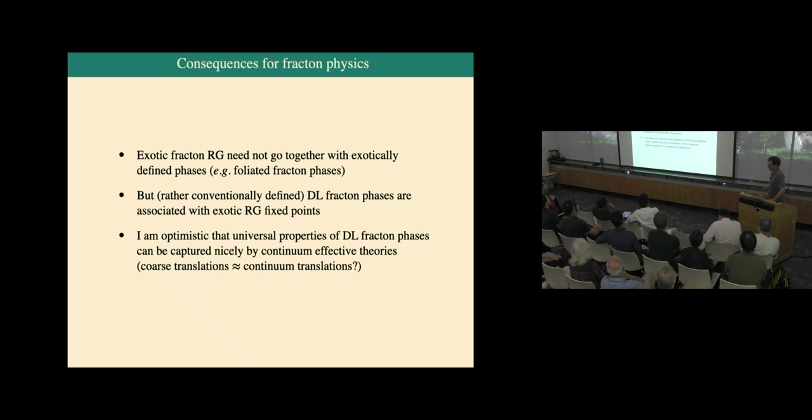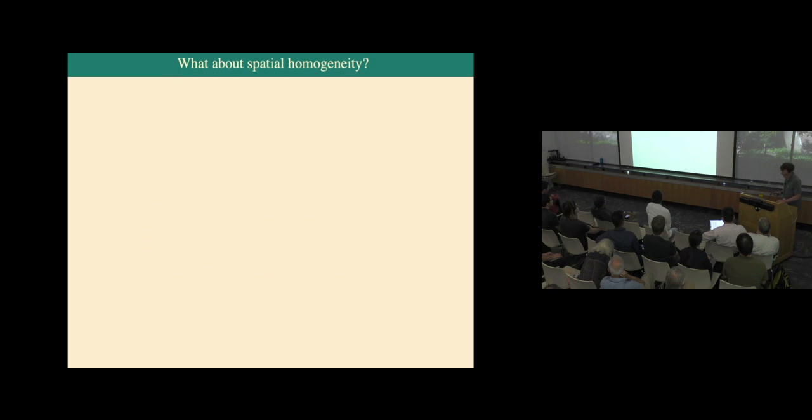Okay. One thing I would say is that this has actually made me a lot more optimistic about the role of continuum field theories as effective theories for fractons. In particular, because ultimately the RG should be the link to the continuum, this whole story suggests that the universal properties of these rather conventionally defined phases should be nicely captured by effective field theories. And I think there's more work to be done to understand that, and I'm pretty excited about that.